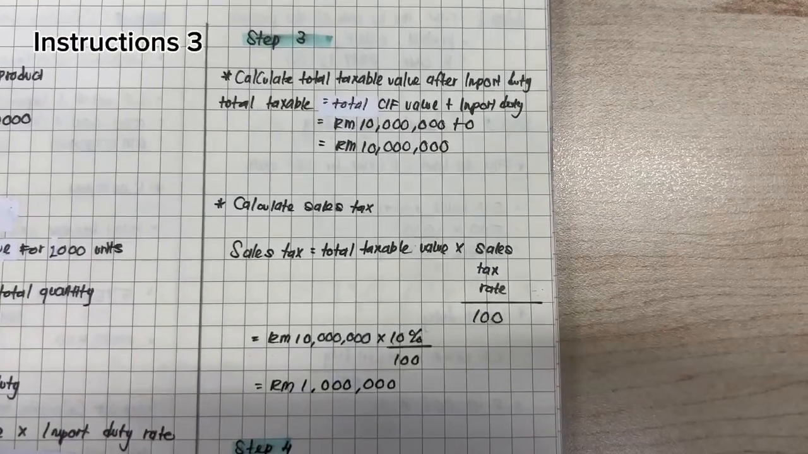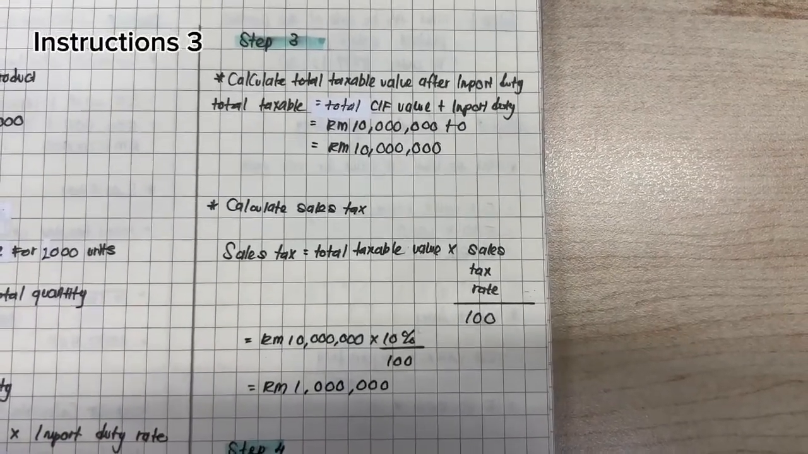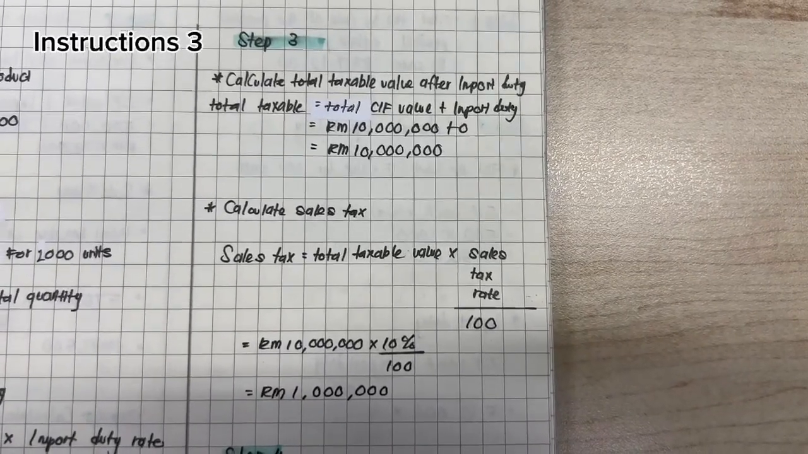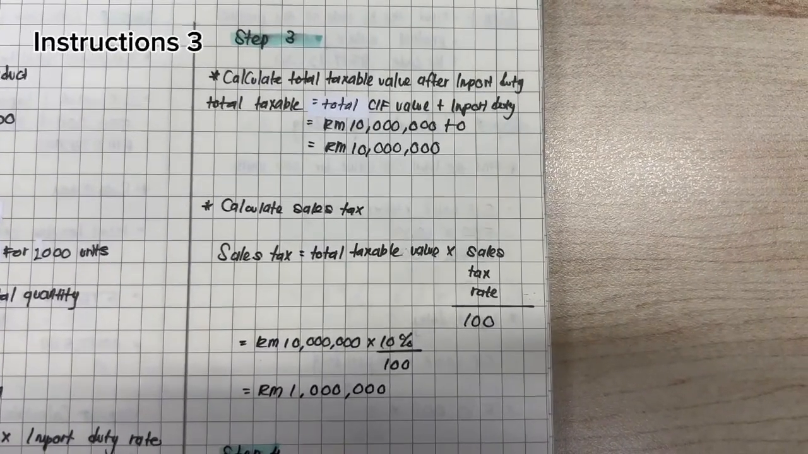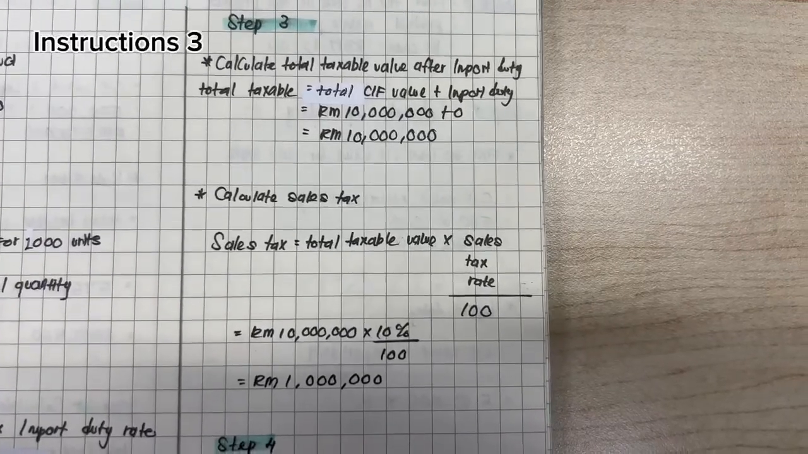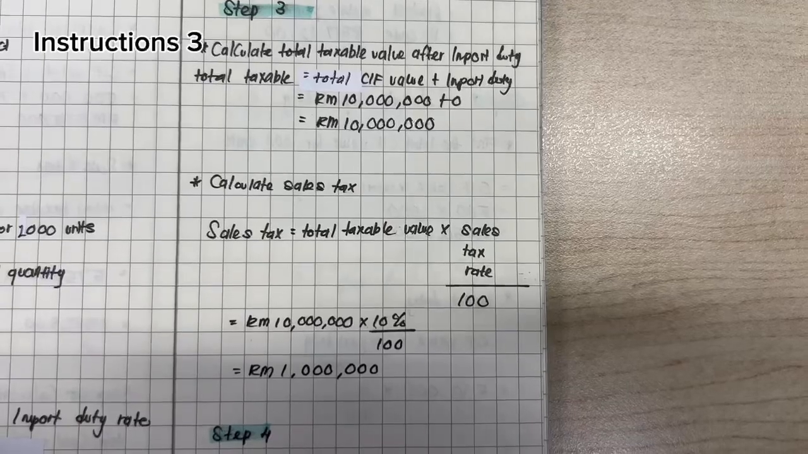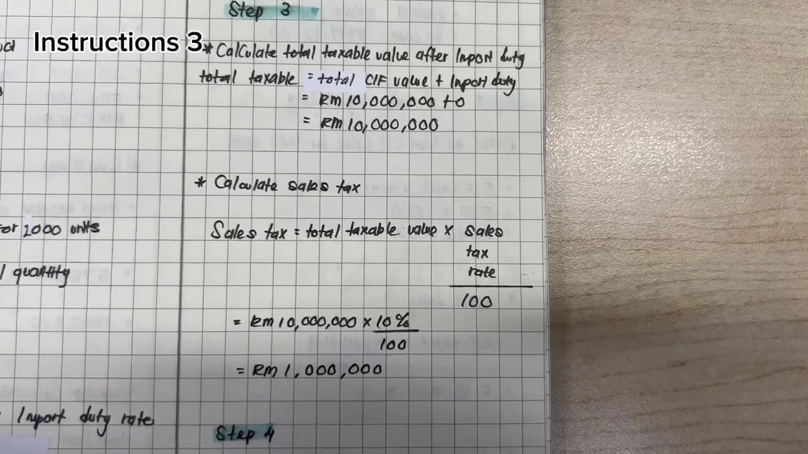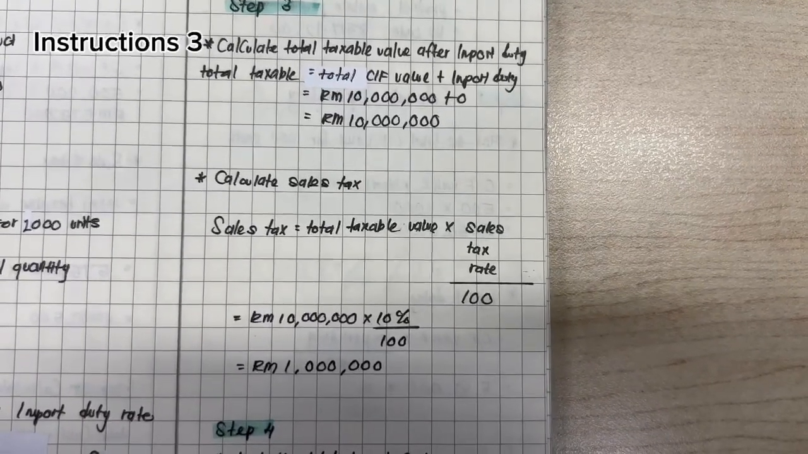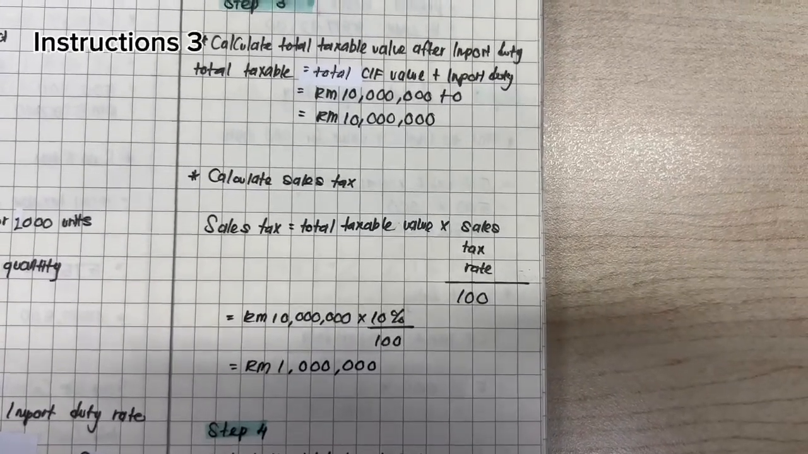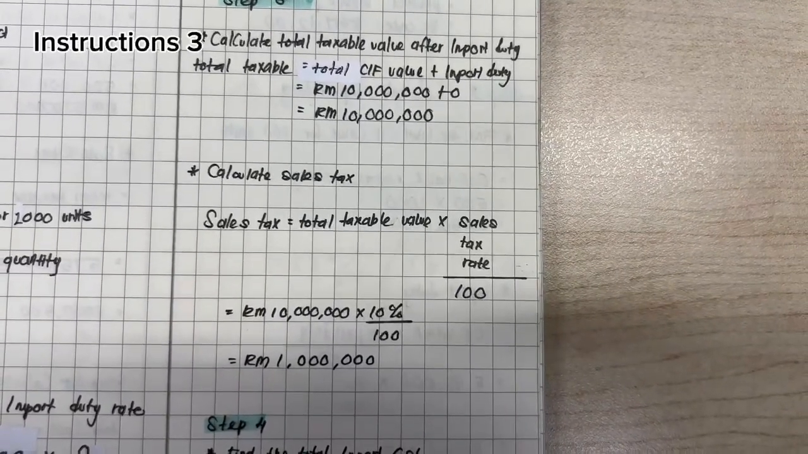So next step is we need to calculate the total taxable value after the import duty. The formula is total CIF value plus import duty. The import duty is 0, which means the answer is 10 million ringgit. And we need to calculate sales tax. So sales tax is total taxable value times sales tax rate per 100. So RM 10 million times 10%, which is equal to 1 million ringgit.